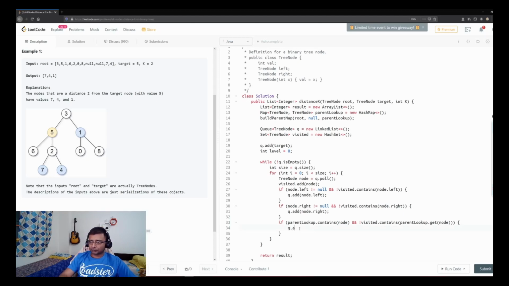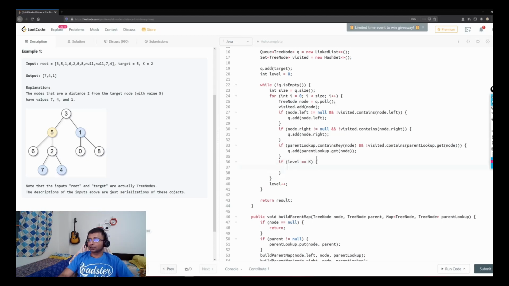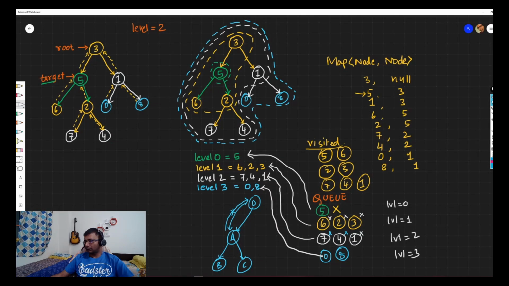If both the conditions are properly satisfied, I am going to add this node, the node that we checked over here, in my queue, right? And that is all. Here we are going to increment my level every time. So this level will indicate what my current level is, and at any point if we see that the level is the same as the level that we are searching for, that means when we are at level 2, we'll be popping out 7, 4 and 1, and adding the child and the parents of the same.